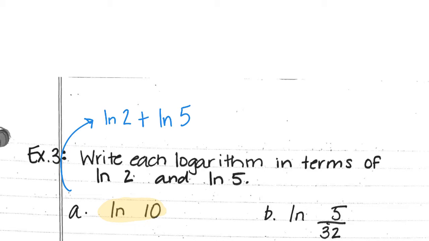All right, let's look at B. B here says the ln of 5 over 32. So we have to know some information for this one.